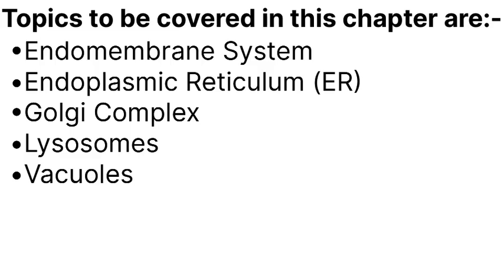In this lecture, we will talk about eukaryotic cells. We have already covered a few topics like the plasma membrane, its structure and its functions. Now in this lecture, we will talk about the cytoplasm and the endomembrane system. The topics to be covered in this chapter are ER, GC, lysosome and vacuoles. We will mainly focus on these topics first. So let's begin the chapter.